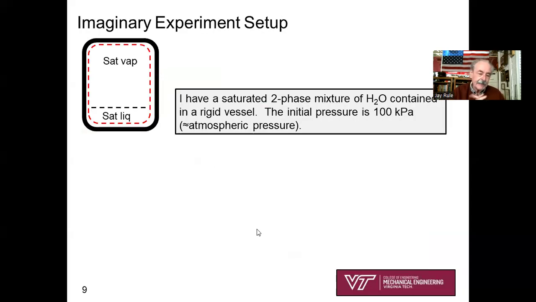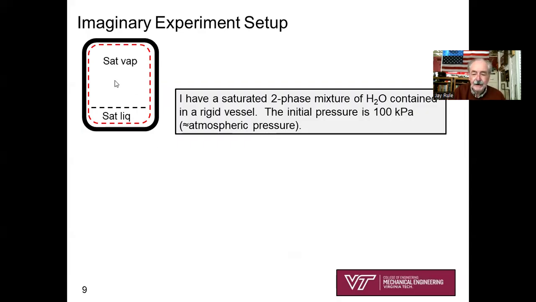Now what I'd like to do is take you through an imaginary experiment, maybe to give you a visual feel for what the critical point means. So let's set up this imaginary equipment and experiment setup. I have a saturated two-phase mixture contained in this rigid vessel, and the initial pressure is 100 kPa. That's about atmospheric pressure, isn't it?